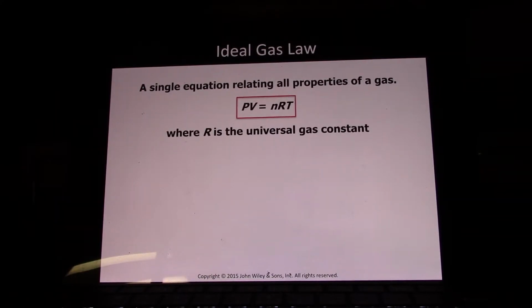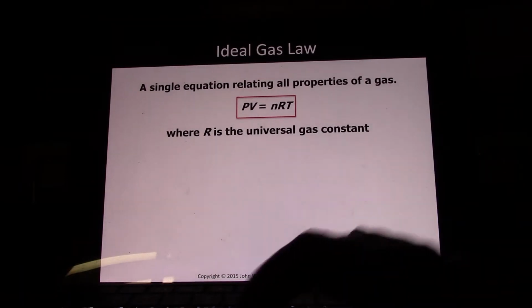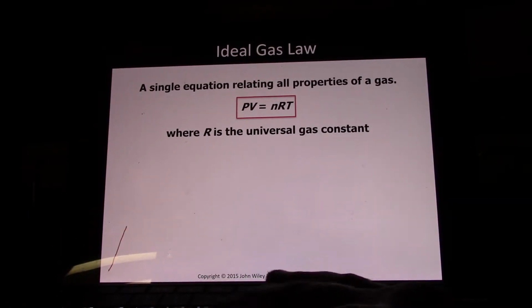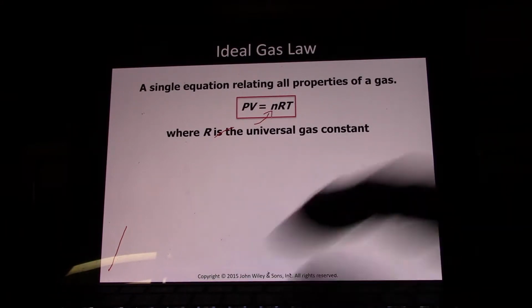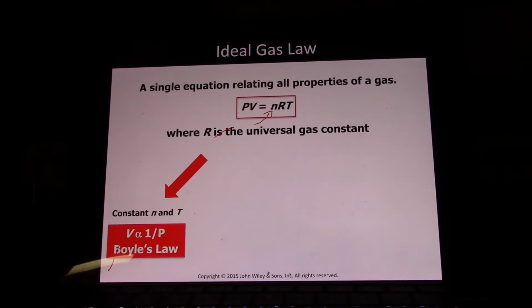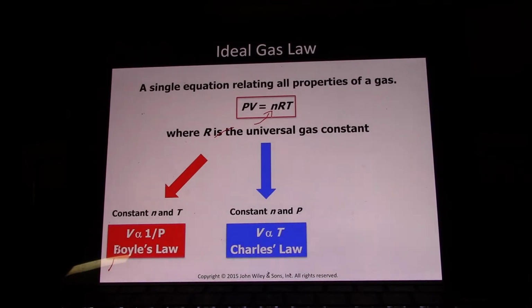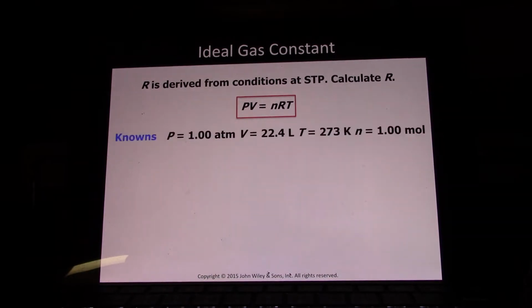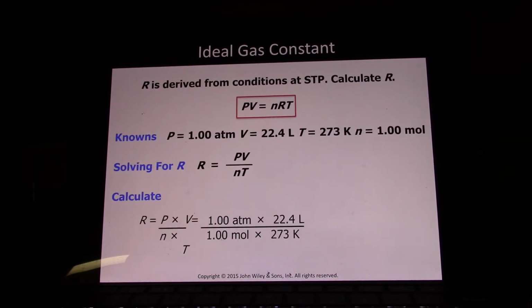The ideal gas law. This is a single equation relating all properties of a gas. This is bringing in a new variable, moles. N is the number of moles of a gas. So the pressure times the volume equals the moles of the gas times R, which is the universal gas constant, times the Kelvin temperature. Now the universal gas constant has some interesting units.